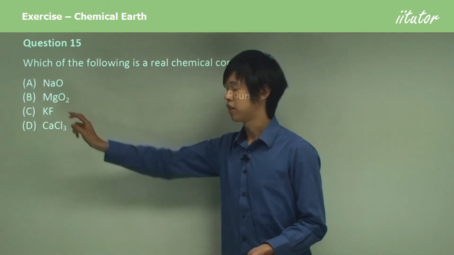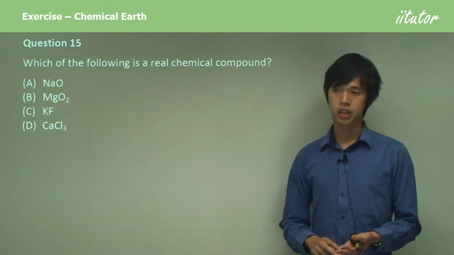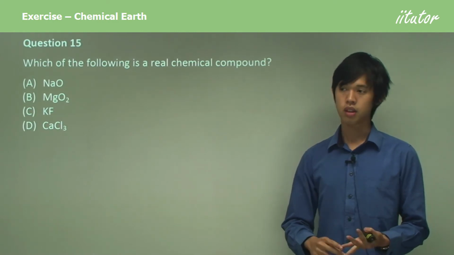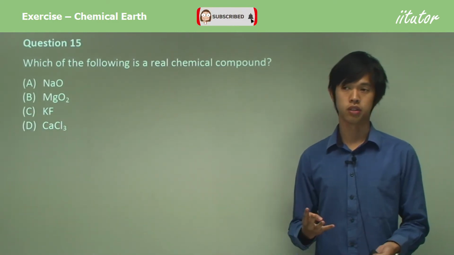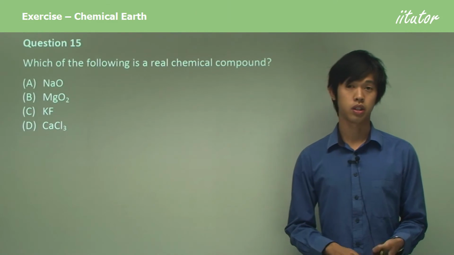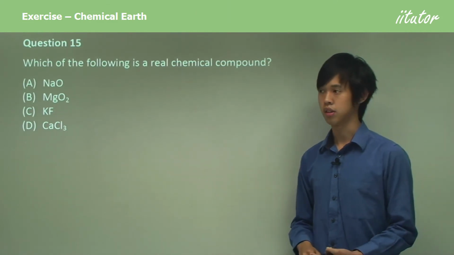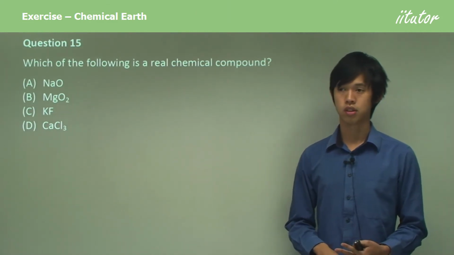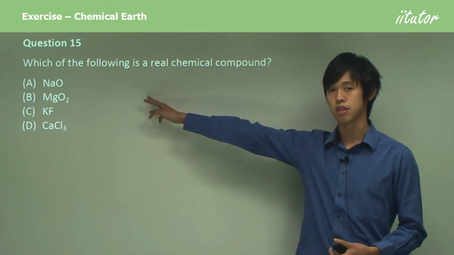What about B, MgO2? Oxygen again needs 2 electrons. So 2 oxygen atoms would need 4 electrons. Magnesium can give away 2 electrons. So we're short 2 electrons. Again, there's not enough electrons, so B is not true.